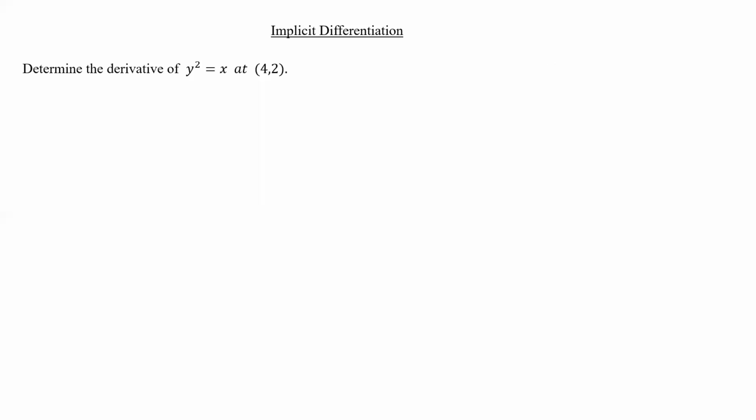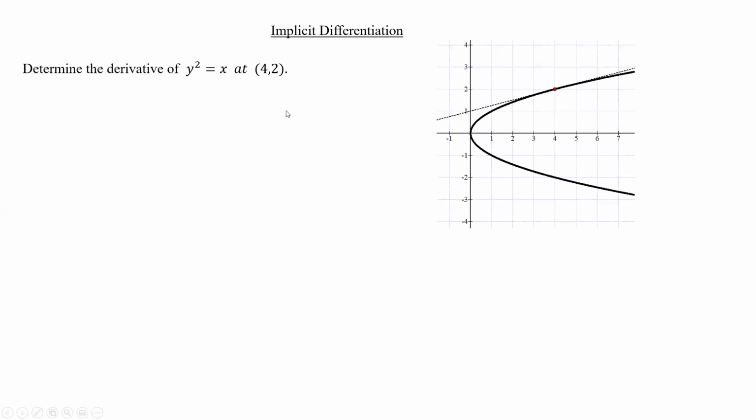Okay, time for something new. Implicit differentiation. Differentiation just means finding the derivative. So we're going to be finding the derivative of y squared equals x at (4, 2). First thing we often like to do is get ourselves a picture of what's happening. So y squared equals x at the point (4, 2). Finding the derivative means we're finding the slope of the tangent.